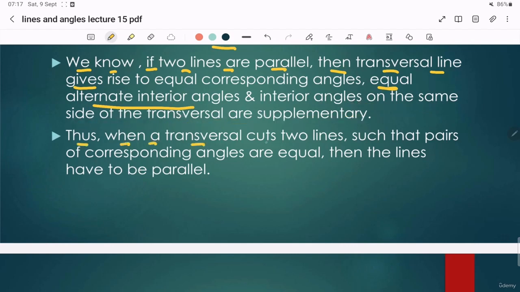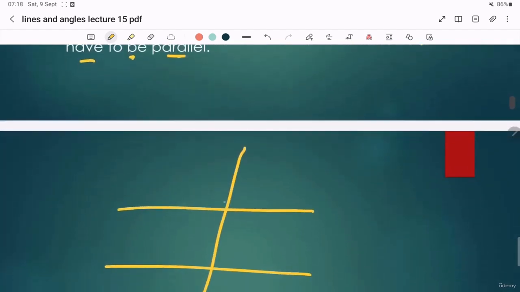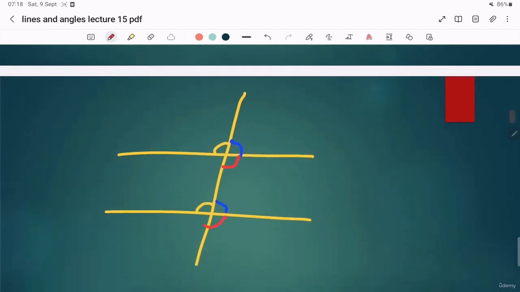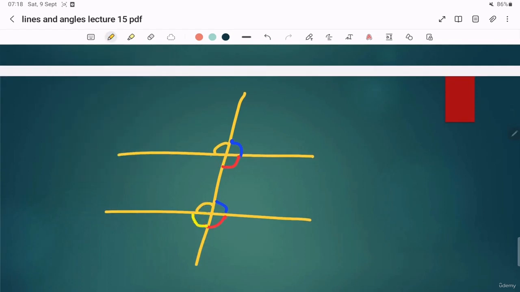Thus, when a transversal cuts two lines such that pairs of corresponding angles are equal, then the lines have to be parallel. Let's say we have two lines, we don't know whether they are parallel lines or not, but they have a transversal. And if we find out that these corresponding angles are equal, then these lines have to be parallel.